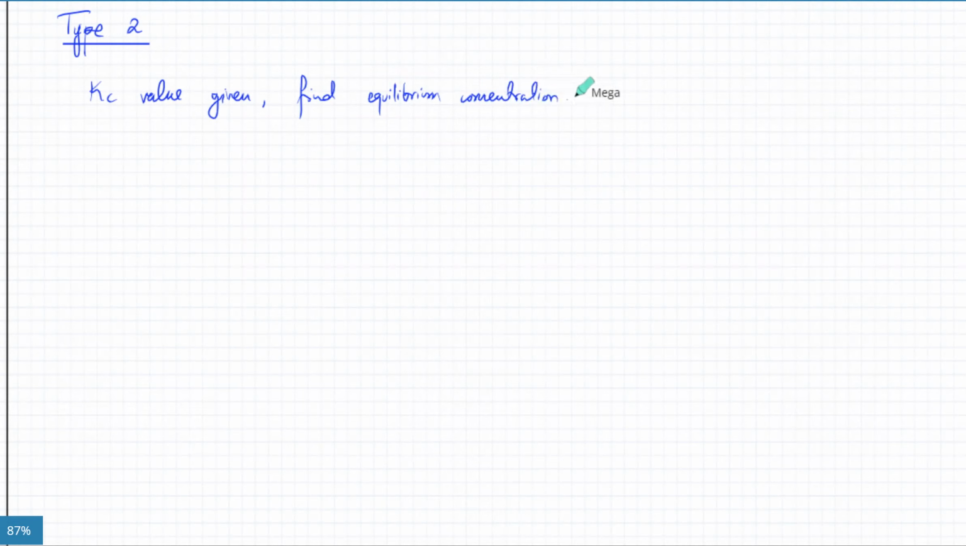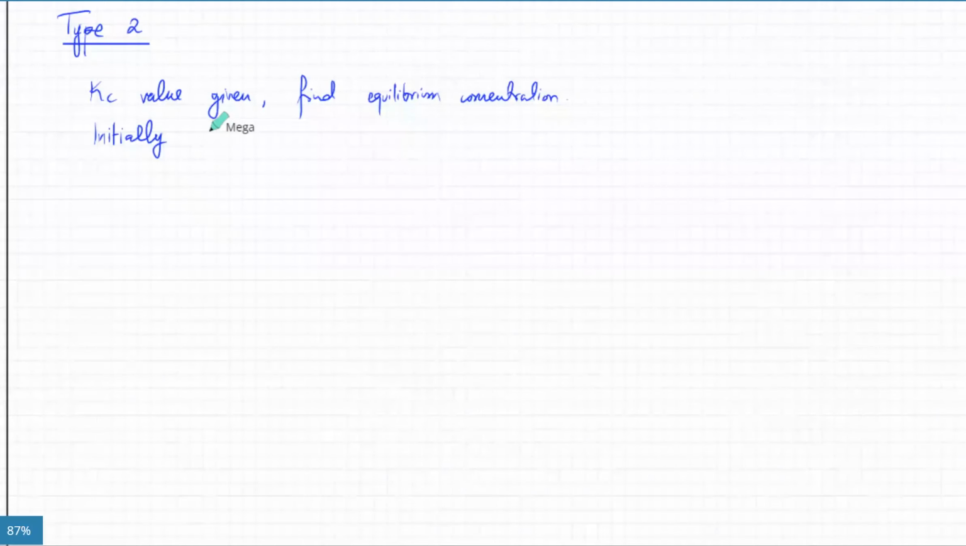Now, what you're going to do over here is, for example, you have got a reaction over here, and they give you the initial moles. Let's say they tell you that initially. So here's a question. Initially, let's say 0.2 moles of H2 and I2 are mixed.